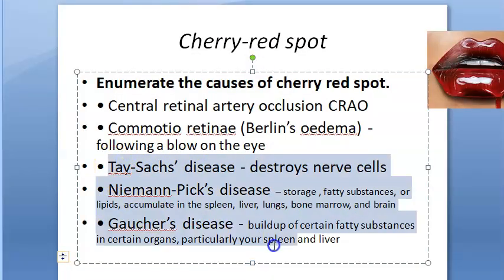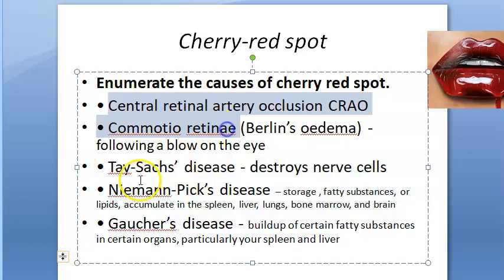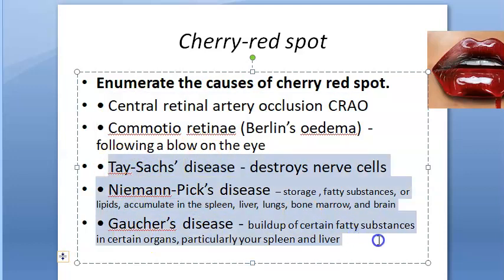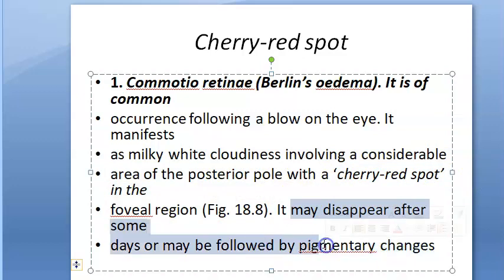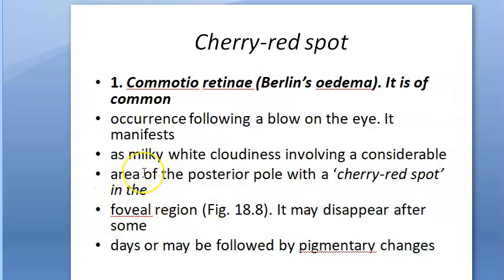All these three are very weird names. So you can remember these two are central retina, and Tay-Sachs disease, Niemann-Pick disease, Gaucher's disease are all destroying the nerves, okay? Commotio retinae, Berlin's edema, you say somebody's blow on the eye. There is milky white cloudiness involving a considerable area of the posterior pole with the cherry red spot in the foveal region. This may disappear after some days in the case of Berlin edema or commotio retinae, where it is a blow on the eye. Okay.